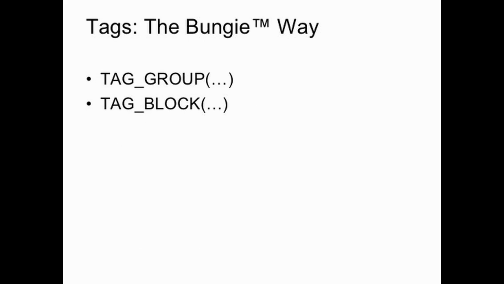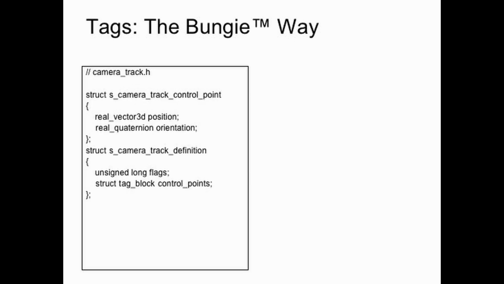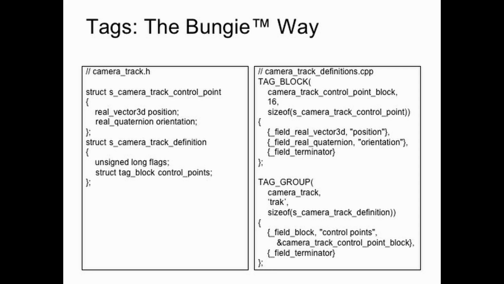So the second construct we have is called a tag block, which is similar to a tag group in that it lets you define arbitrary C structures, and it also represents a resizable array. Now, since both tag groups and tag blocks can contain tag blocks, we can pretty much represent any structured data hierarchy possible. And so this is how we would use this. So this is our camera track tag. We have camera control points, a block of camera control points embedded in the camera track tag. And this is how we would define the schema in code.